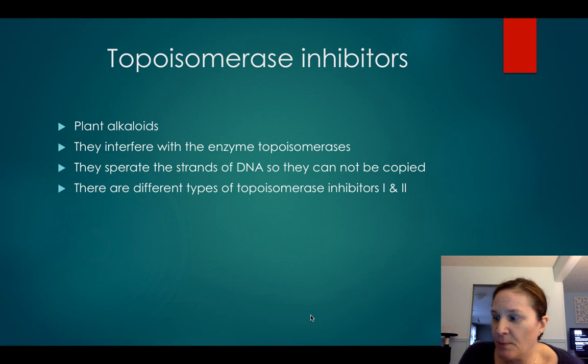This is called topoisomerase inhibitors. I'm not good at pronouncing that, as you can see. I'll just call it topo to abbreviate it for you all. This is a plant alkaloid. They interfere with enzymes, the topo. They separate the strands of DNA so they cannot be copied. There are different types of this. There's a 1 and a 2.